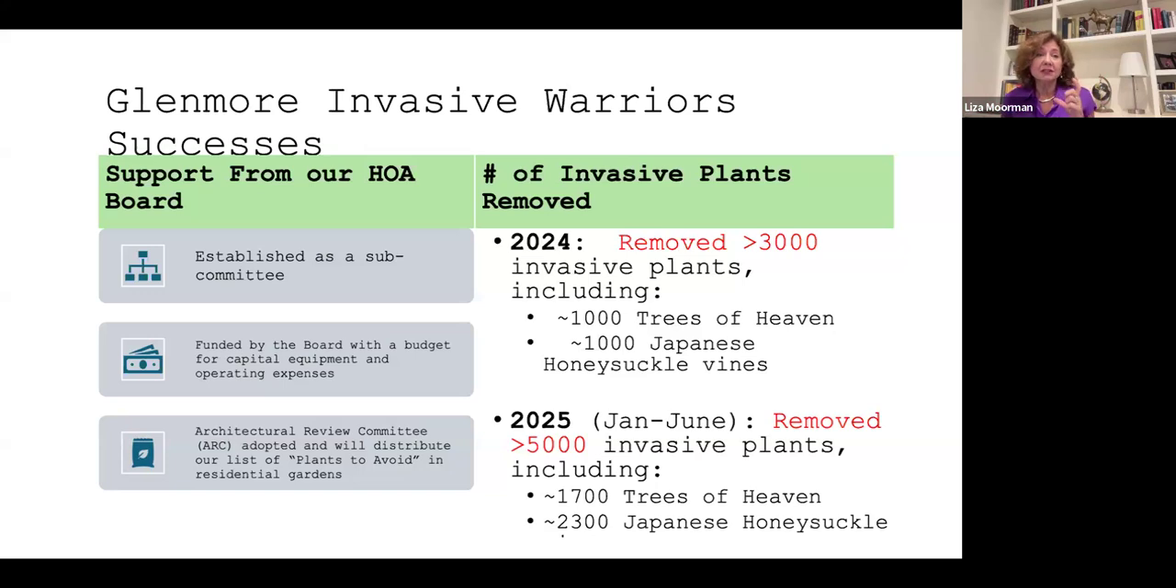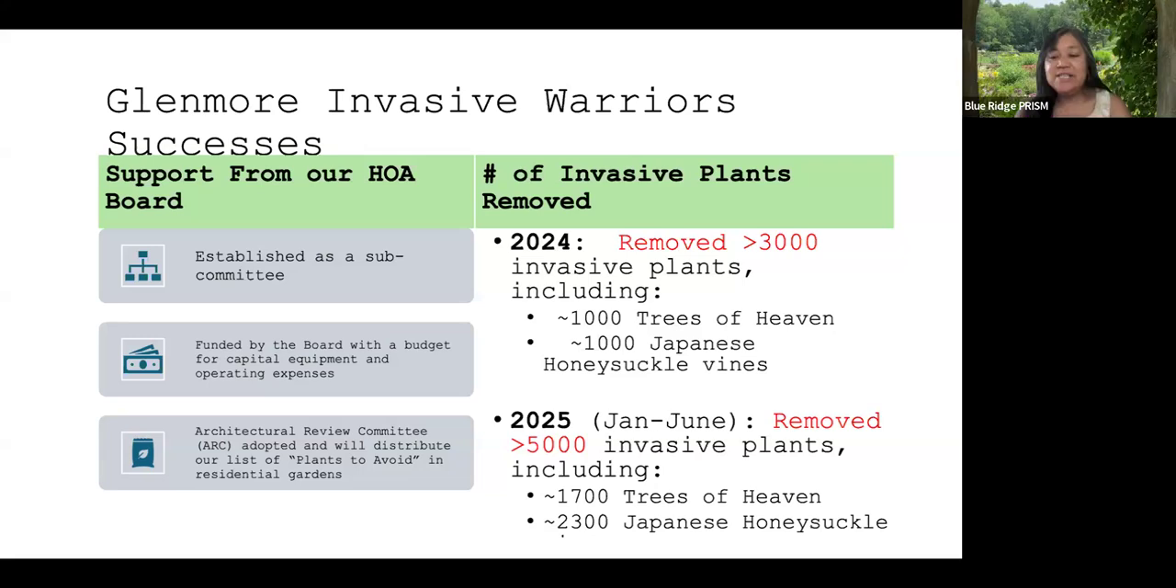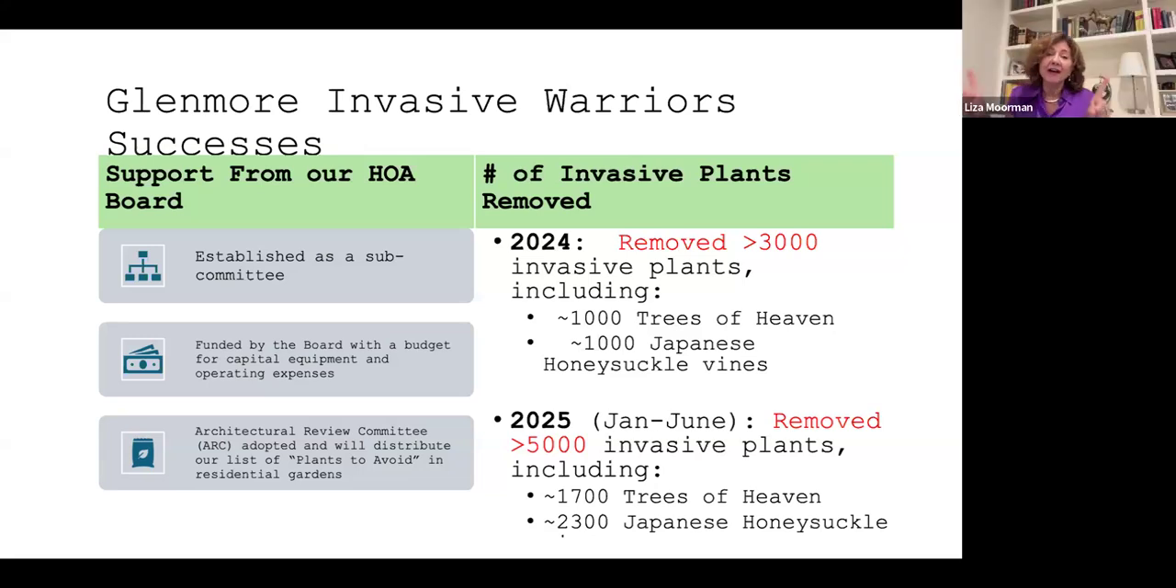And so we have now, just in these first 6 months, removed more than 5,000 invasive plants, including 1,700 trees of heaven, or treated 1,700 trees of heaven, and more than 2,300 Japanese honeysuckle, just to give you a comparison. That's amazing. And just in 2 years? Just in 2 years. And that 5,000 is just in 6 months. The 3,000 was last year. The 5,000 is just this 6 months.